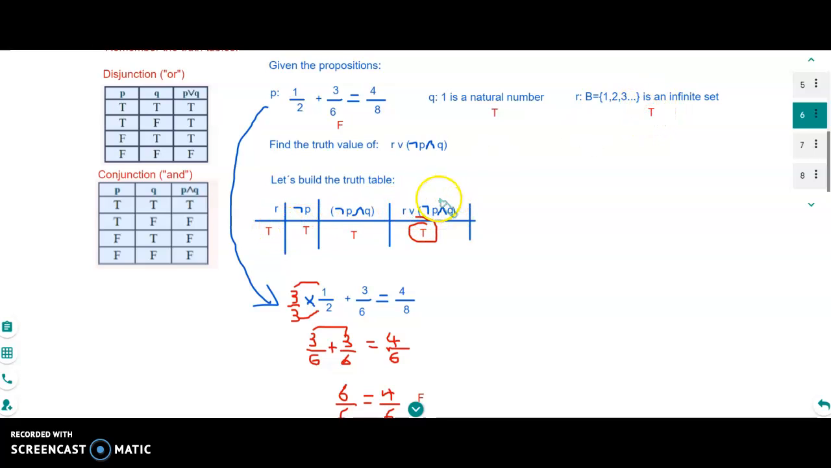And finally, we get the complex proposition by finding the final truth value. So between R or all of this, we compare this and this column, because we are comparing the result of R and the result of the negation of P and Q, which is true. We compare this by looking at the table of disjunction. So true or true will be true.